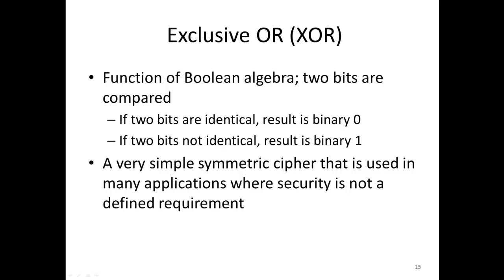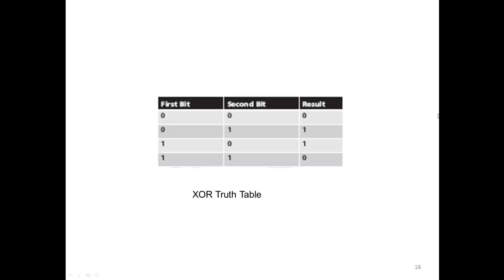So if the two bits are identical, regardless of whether it's a 0 and a 0 or a 1 and a 1, the result is a binary 0. And if two bits are not identical, a 0 and a 1 or a 1 and a 0, the result is a binary 1. It's a very simple symmetric cipher that's used in a bunch of different applications where security is not a defined requirement. And here's a truth table representing the exclusive OR function, or the XOR function.